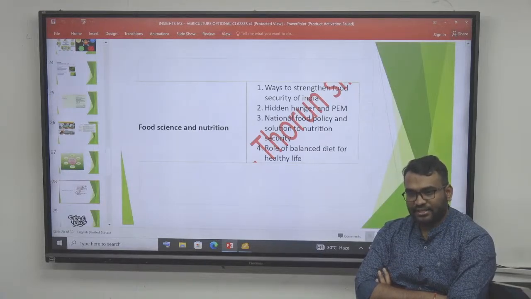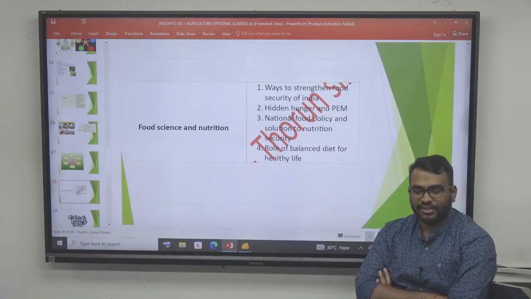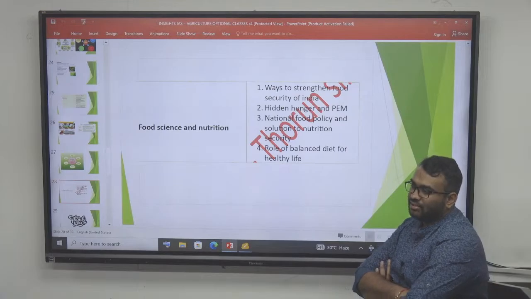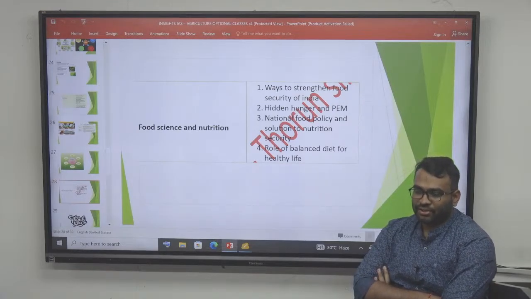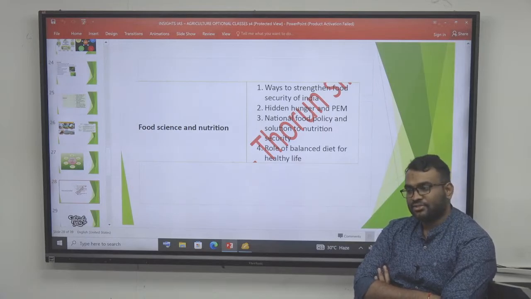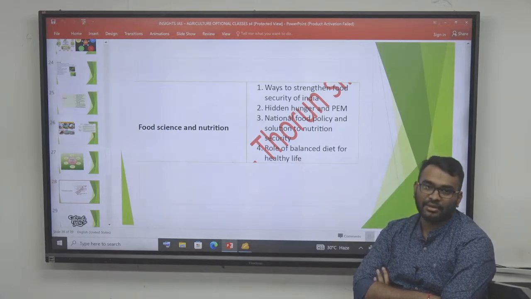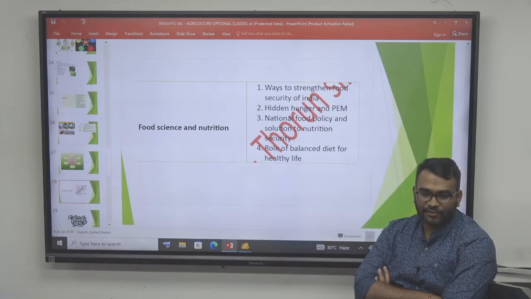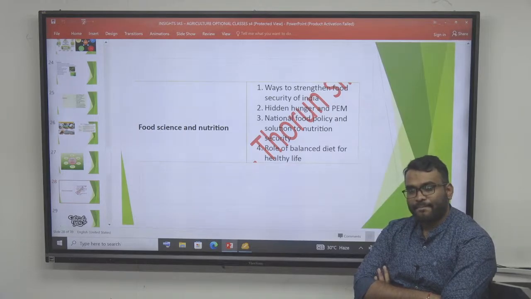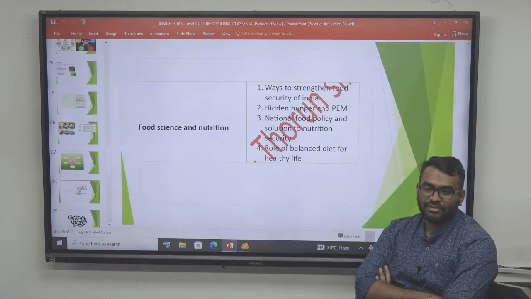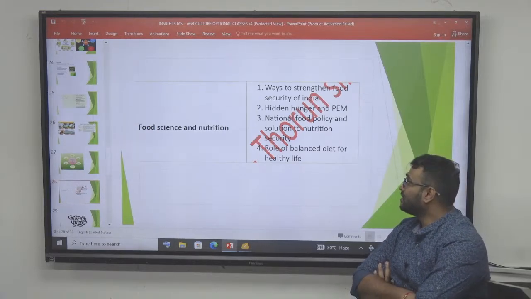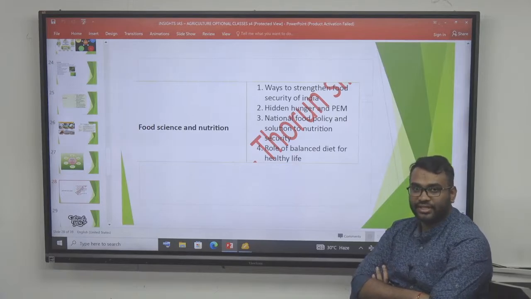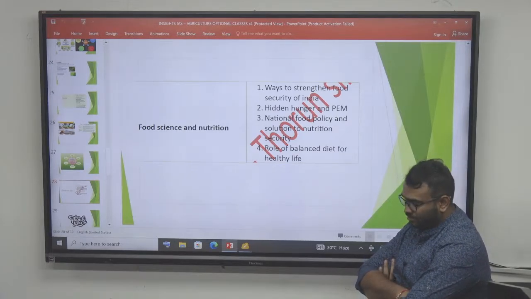But still, if you take the Global Hunger Index, India is ranked 107 out of 122 nations, and also, for example, if you take malnutrition, hidden hunger, and child wasting and stunting, in every one of these aspects India is lagging behind. So if you have the luxury of production, obviously there should be good health conditions, but that is not happening. So that's why this question will assume significance. That is, ways to strengthen the food security of India, correct?